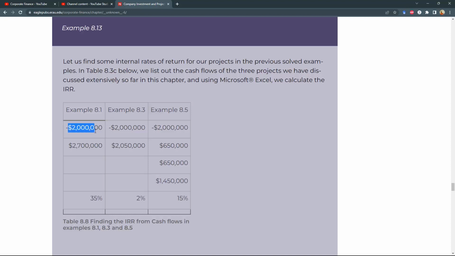Initial cash outflow is $2 million, and after period 1 we get $2.7 million. Initial cash outflow is $2 million, and the cash inflow is $2.05 million. Initial cash outflow is $2 million. Cash inflows are $650,000, $650,000, and $650,000 plus $800,000. We need to find out the internal rates of return of all these cash flows.